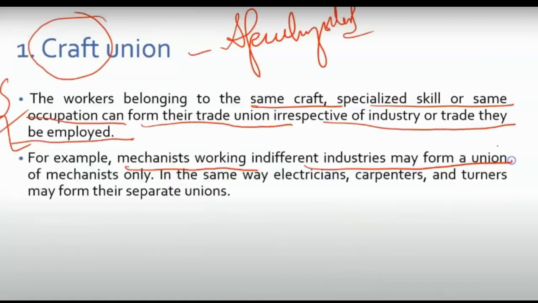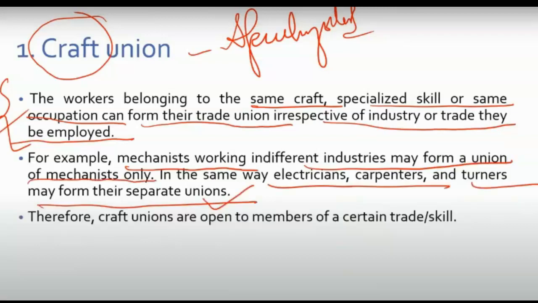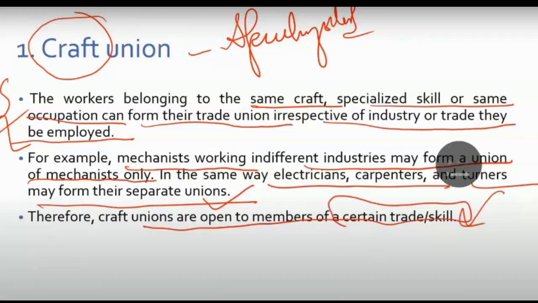For example, all the mechanics who are working for different companies, maybe electrician, carpenter, turners, they all have their separate union. Electricians have their own union, carpenters have their own union, plumbers have their own union. Everybody based on their work, they have a different union. So therefore, craft union is open to members of a certain trade or skill. So basically, craft unions only accept those people who are working in the same trade. So if it is a plumbers association, then only plumbers can join. If it is an electricians association, only electricians can join. So that is one of the drawbacks of this.